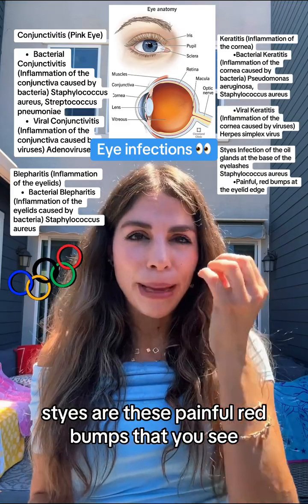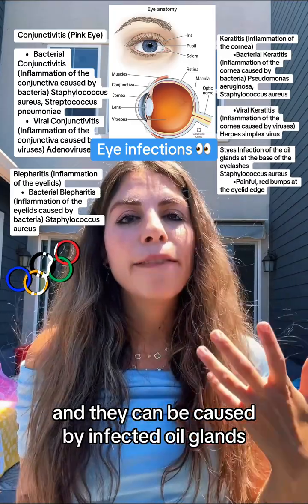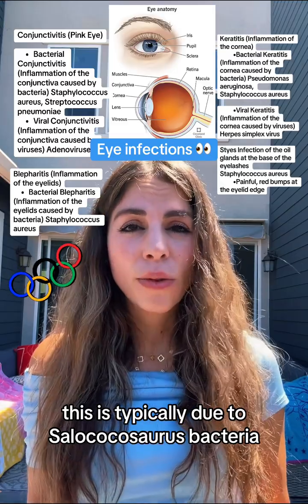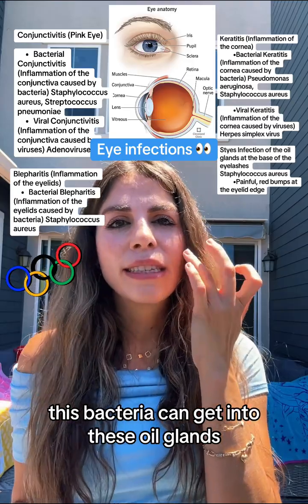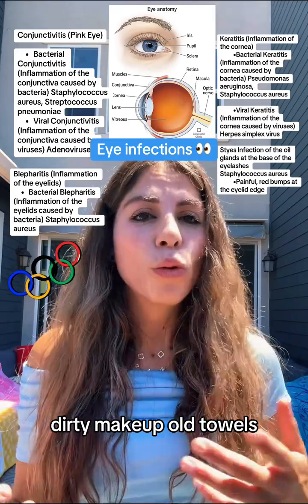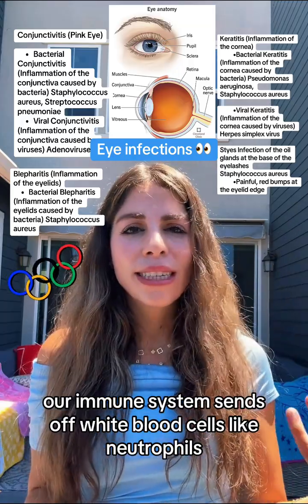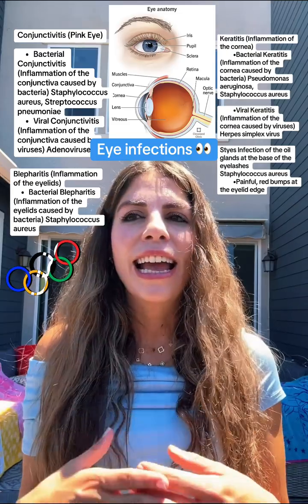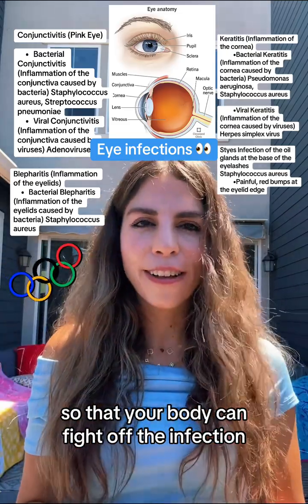Styes are these painful red bumps that you see, and they can be caused by infected oil glands. This is typically due to Staphylococcus aureus bacteria. This bacteria can get into these oil glands through direct contact with dirty hands, dirty makeup, or old towels. And then once the bacteria infects these glands, our immune system sends white blood cells like neutrophils, and that's where you see all the inflammation, so that your body can fight off the infection.